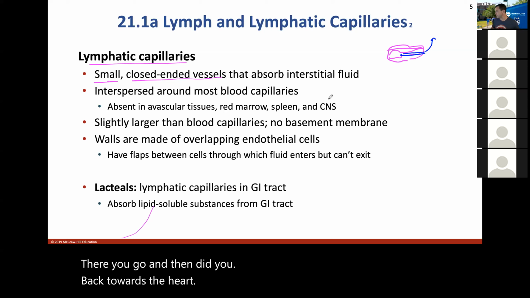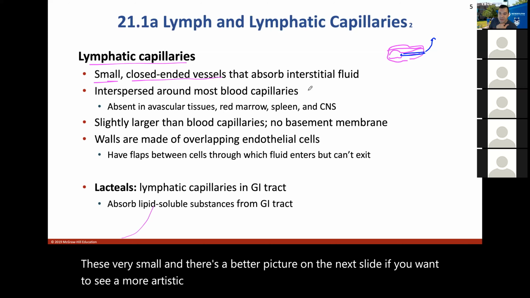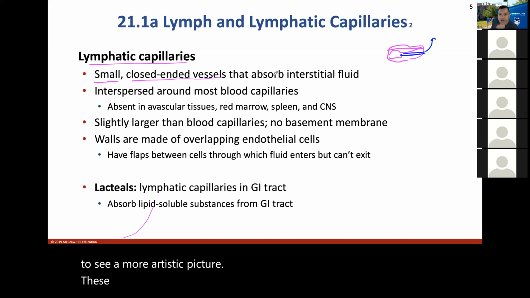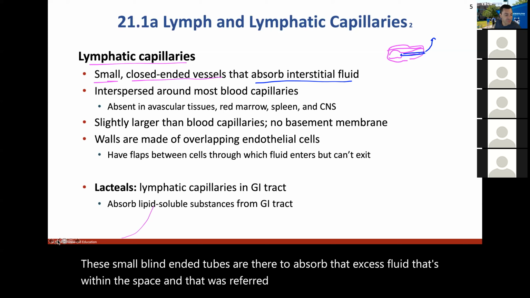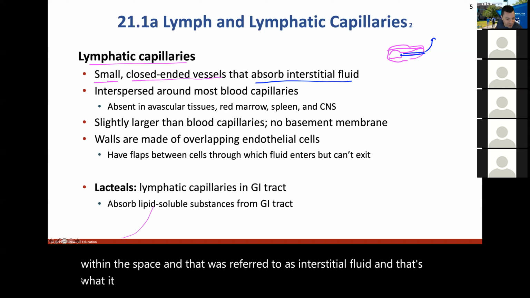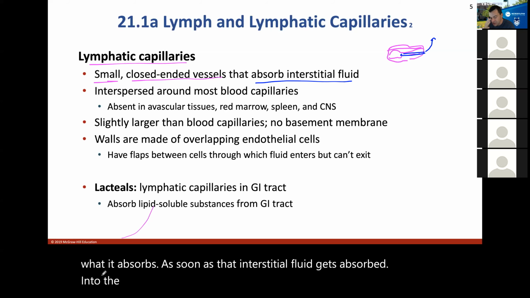These are very small, and there's a better picture on the next slide if you want to see a more artistic picture. These small blind-ended tubes are there to absorb that excess fluid that's within the space, and that was referred to as interstitial fluid, and that's what it absorbs. As soon as that interstitial fluid gets absorbed into the lymphatic capillary, it's called lymph. That's it.